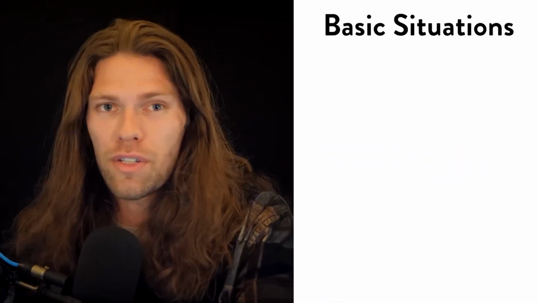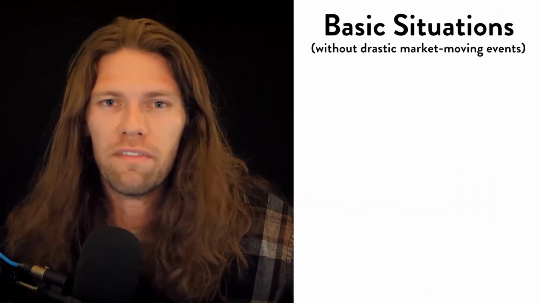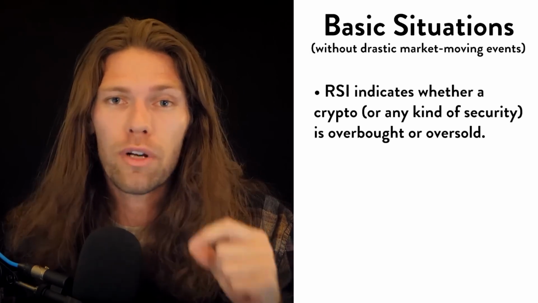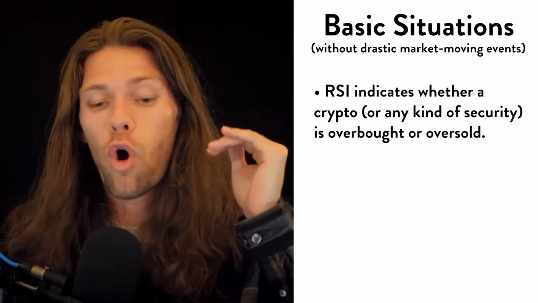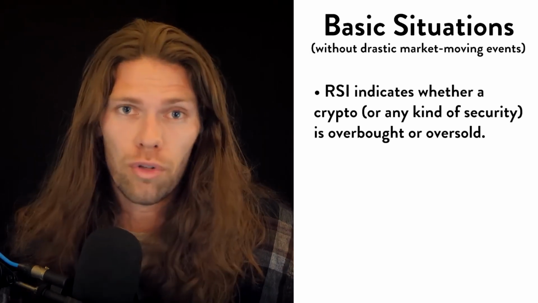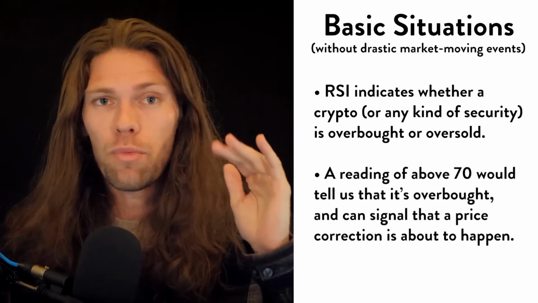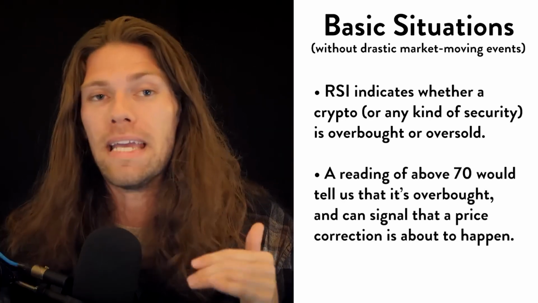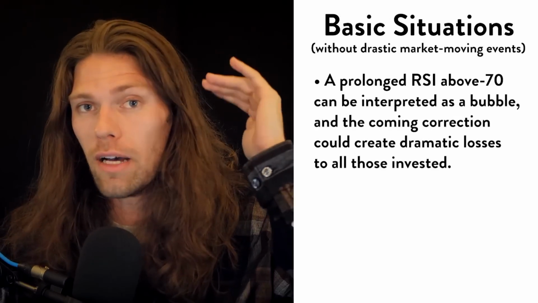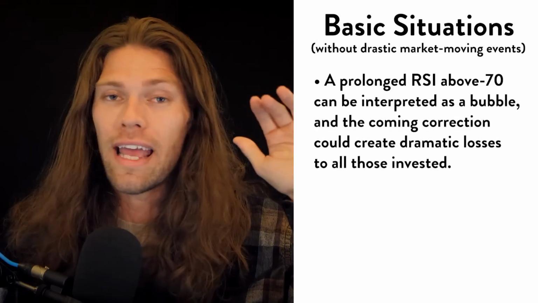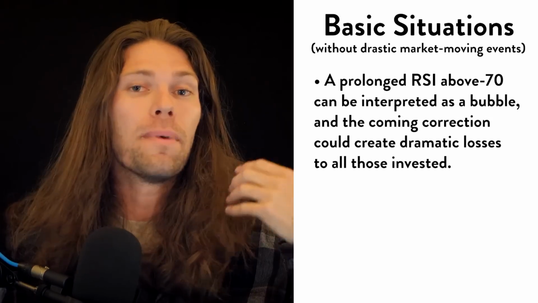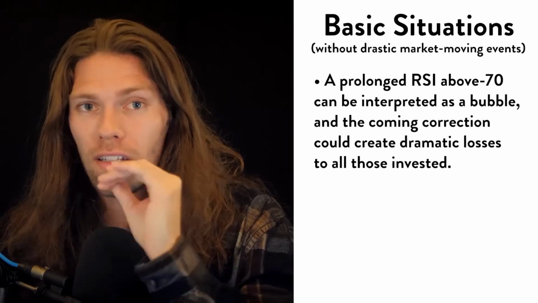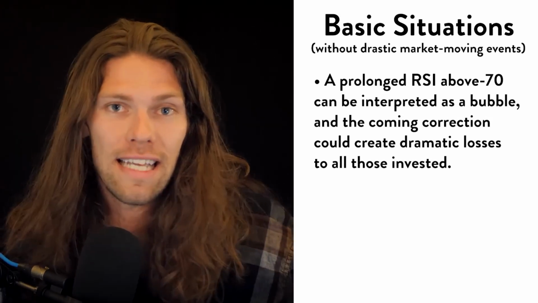In basic situations without drastic market moving events, RSI indicates whether a crypto or any kind of security is overbought or oversold. A reading above 70 would tell us that it's overbought and can signal that a price correction may happen. A prolonged RSI above 70 can be interpreted as some kind of bubble and that the coming correction could create dramatic losses to the people who are invested in that asset.